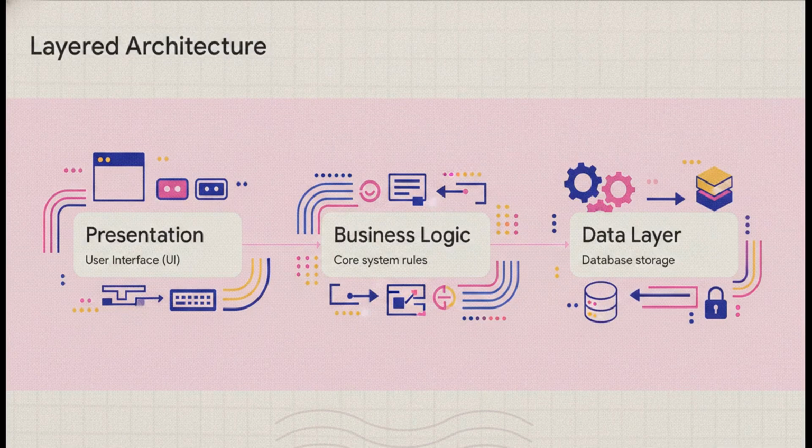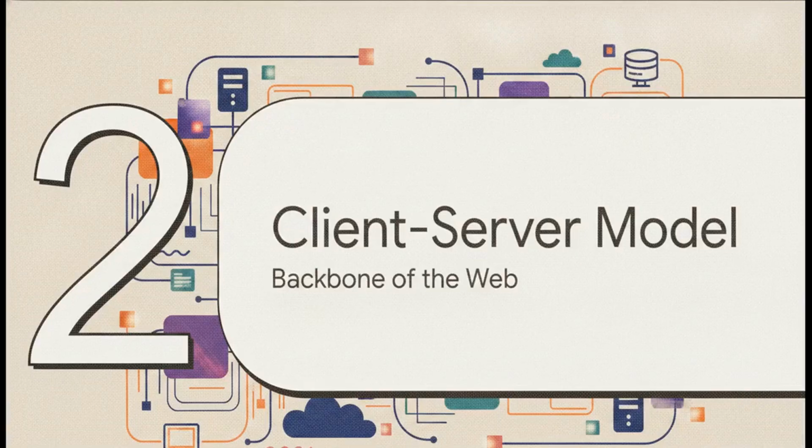Okay. Moving on to another vital foundation, layered architecture. Think of it kind of like a restaurant. The presentation layer, that's the dining room where you look at the menu, your user interface. Then there's the business logic layer. That's the kitchen cooking up the food, representing the core system rules. Finally, the data layer is the pantry storing all the ingredients, which is your database. Because of the strict separation, if you decide to repaint the dining room, you don't have to rewire the kitchen appliances. Makes sense, right? Moving right along to Section 2, the client-server model, the backbone of the web.